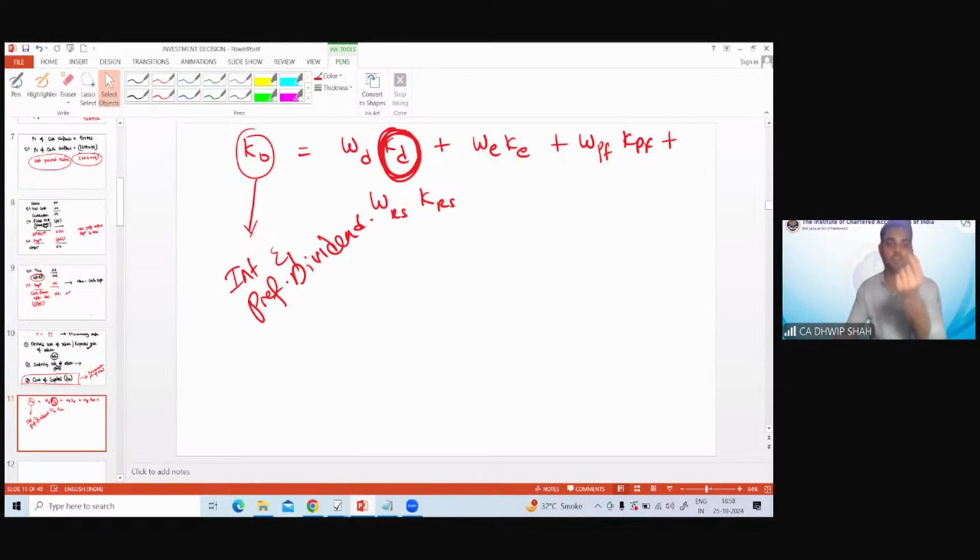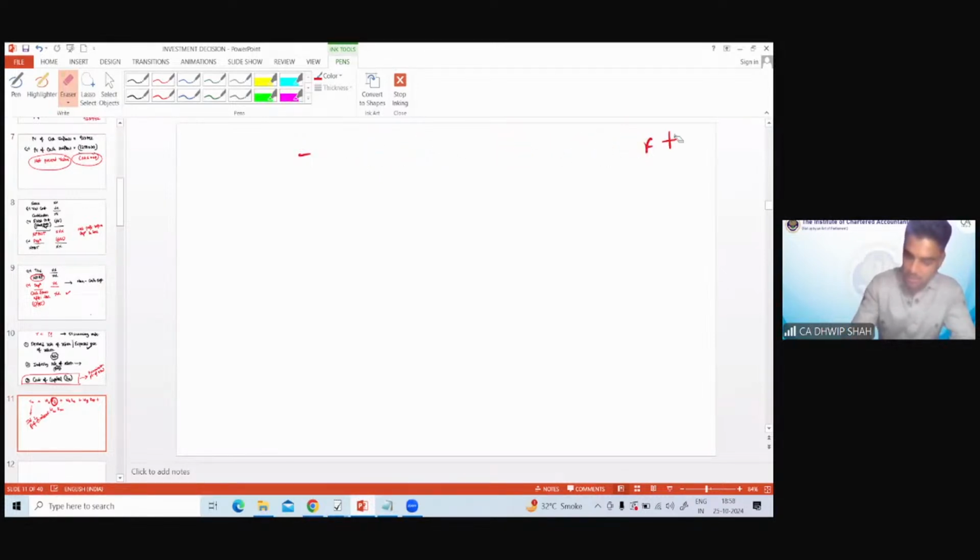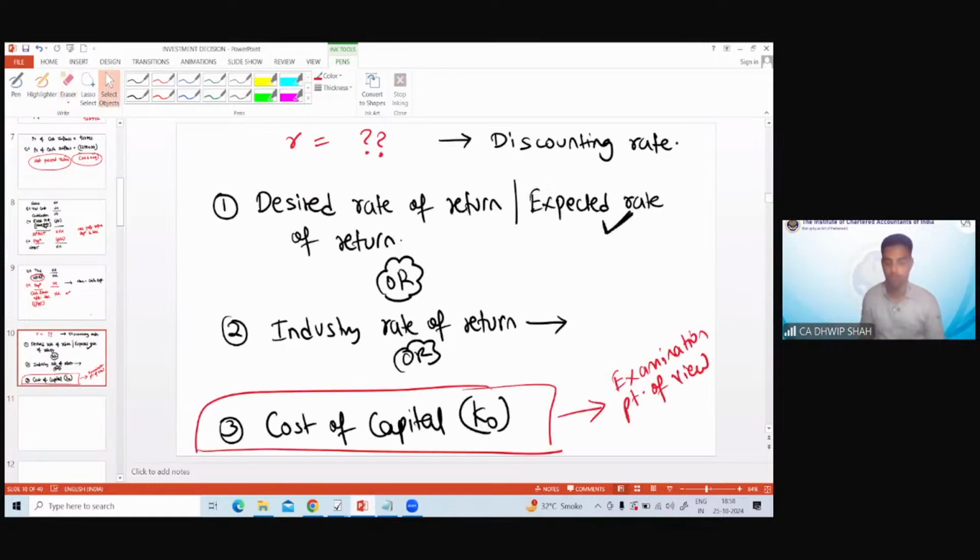And cost of capital is what? It is a cost element only, na? That is cost only. So that's why interest and preference dividend does not form part of cash inflows under investment decision. So everyone understood how to calculate cash inflows. Hope everyone understood the discounting rate, the concept of discounting rate that we need to use.